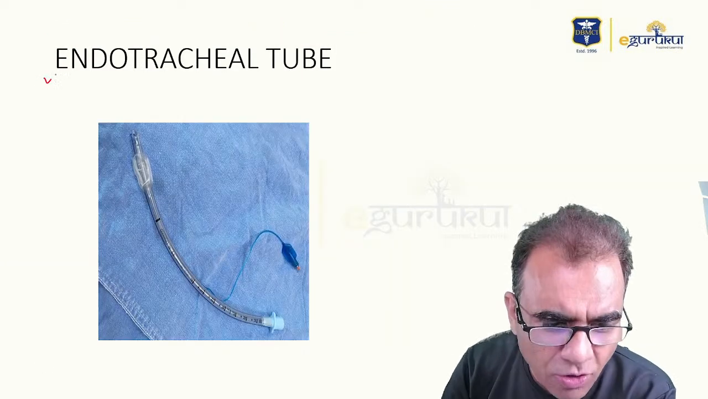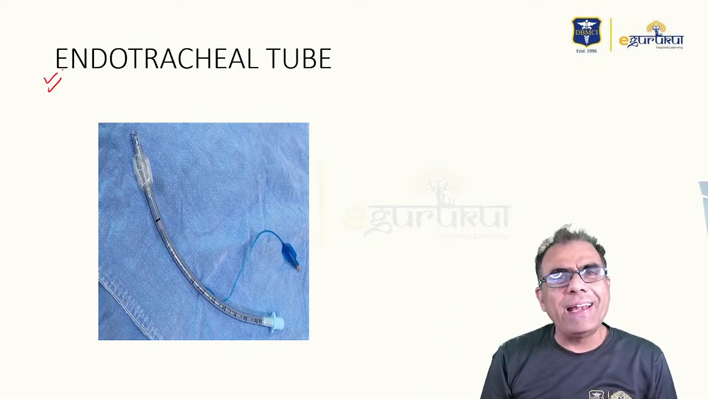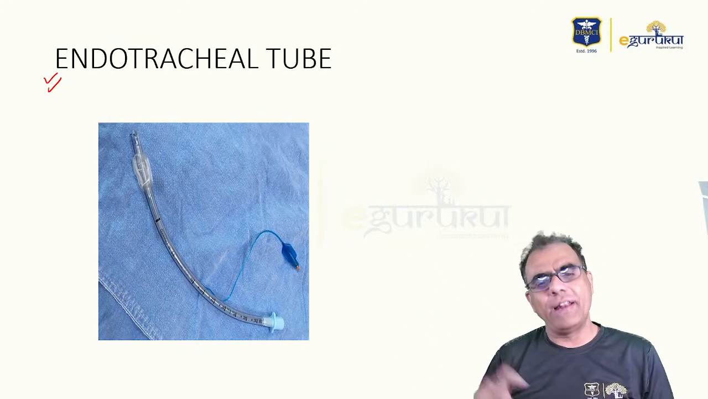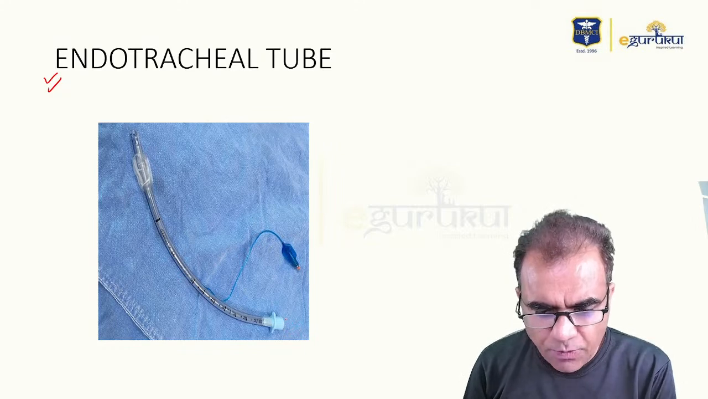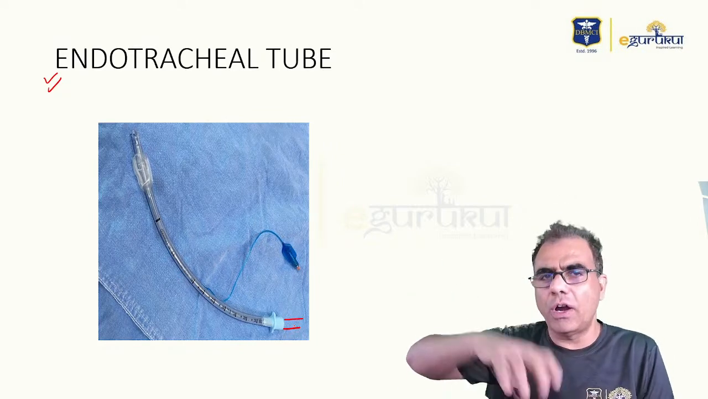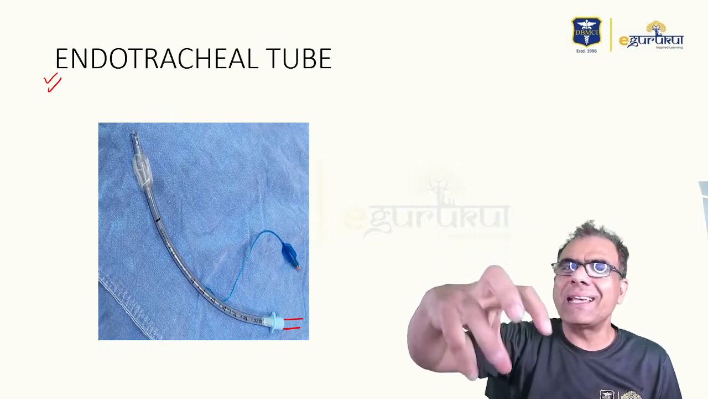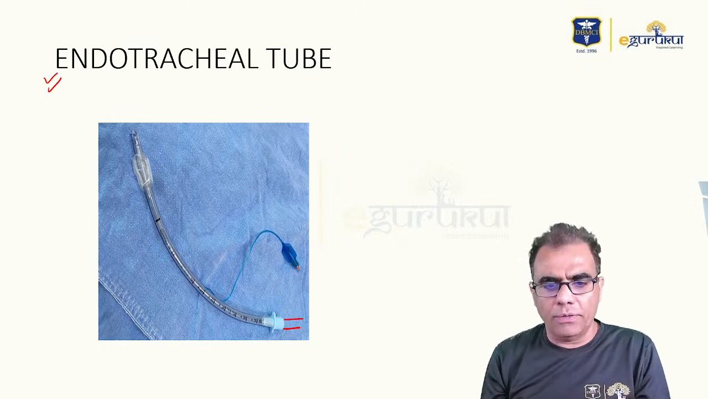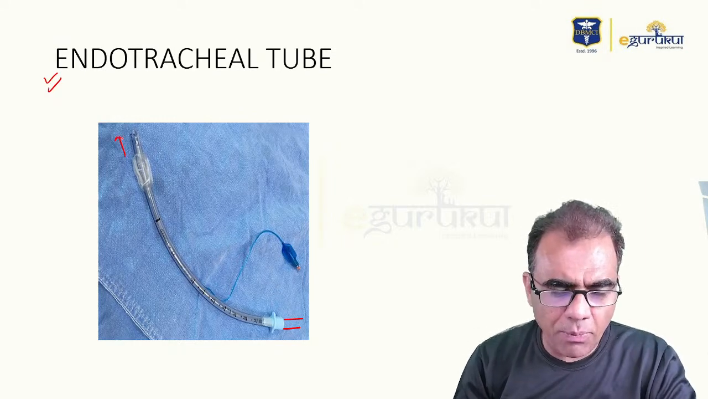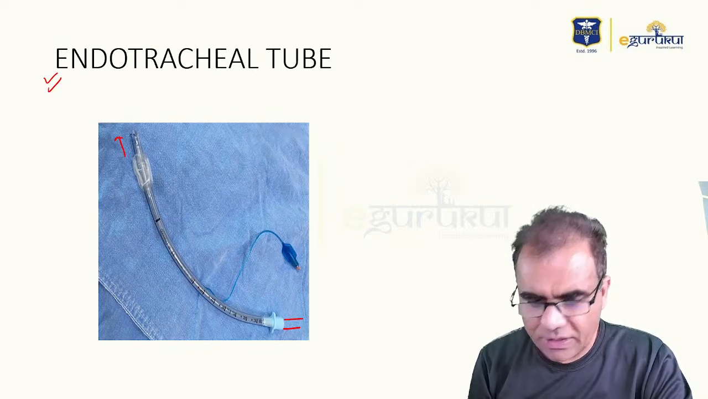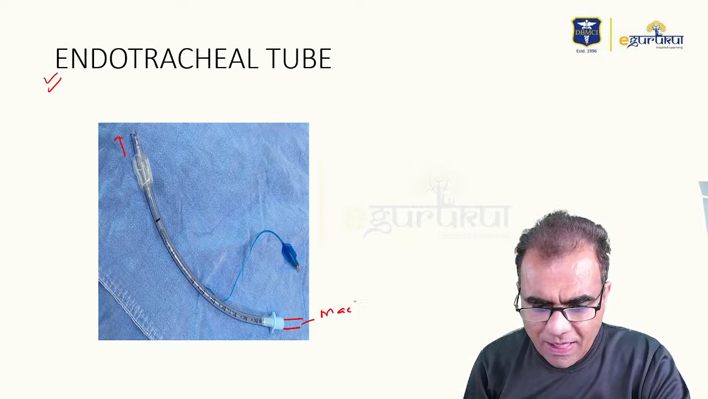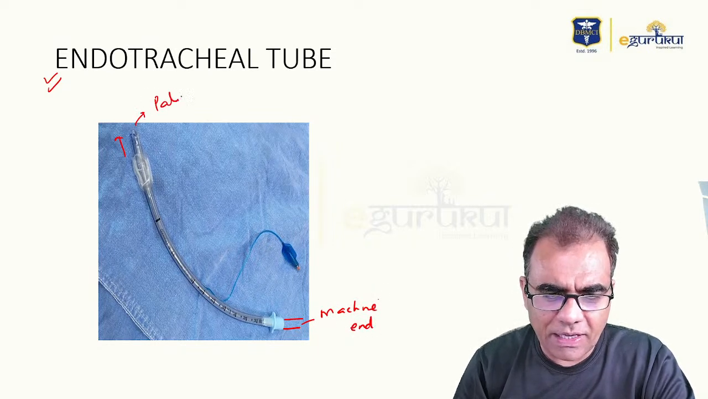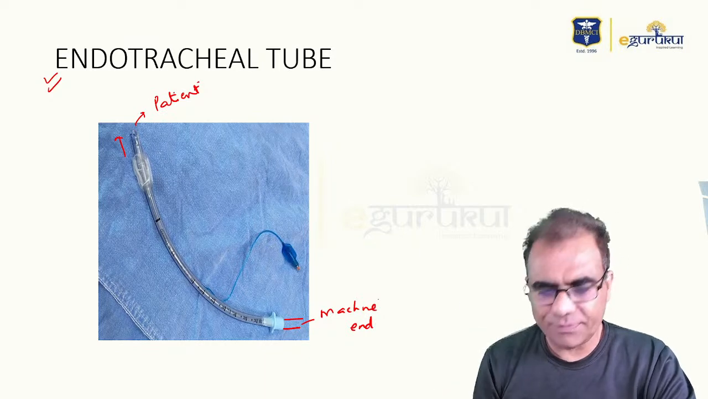Endotracheal tube. Obviously, the endotracheal tube is used to ventilate the patient, and that is definite because you have placed a tube in the trachea, so you can ventilate. This will be connected either to your Ambu bag if you are doing Ambu ventilation, or to some breathing circuit, semi-open or closed circuit. This portion obviously will be inside the trachea. So this is the machine end, because it is connected to the anesthesia machine, and this is the patient end because it is in the patient's trachea.